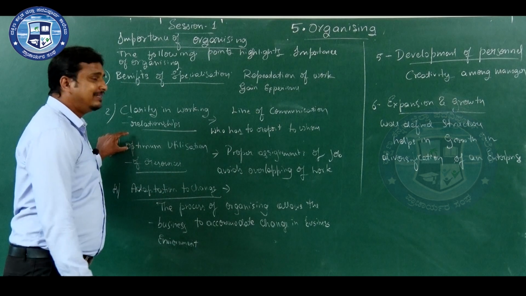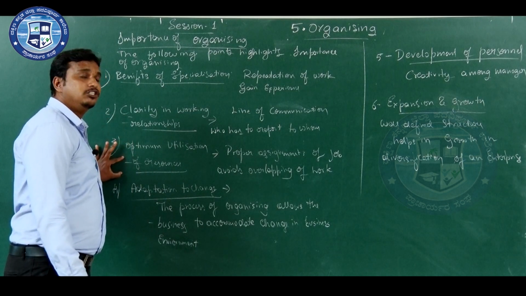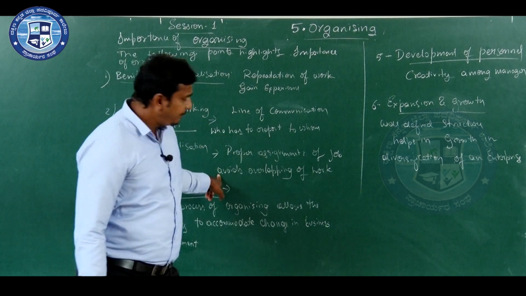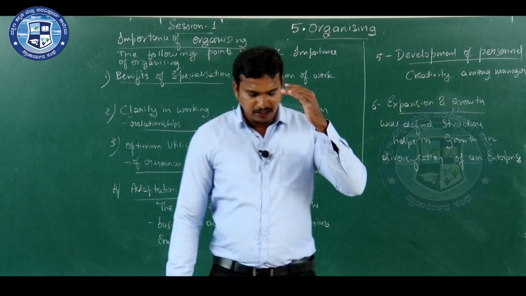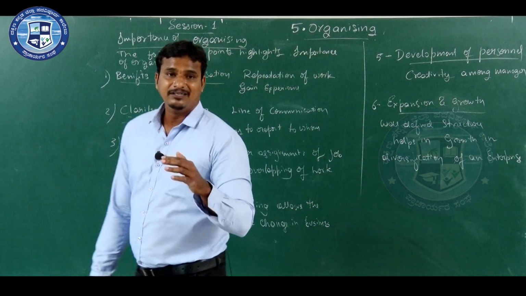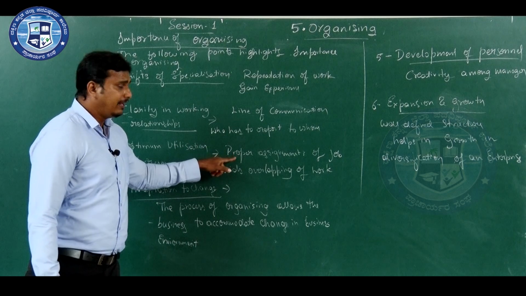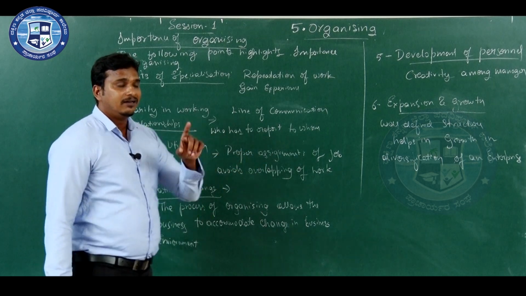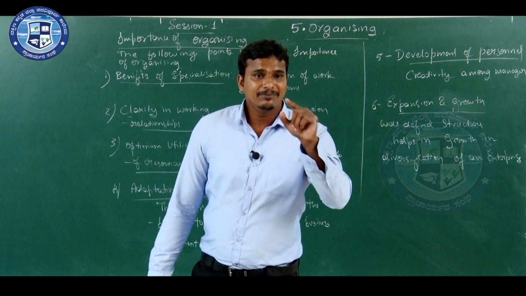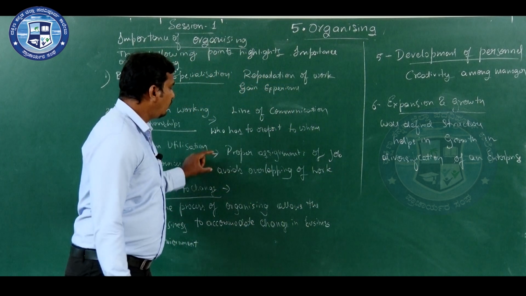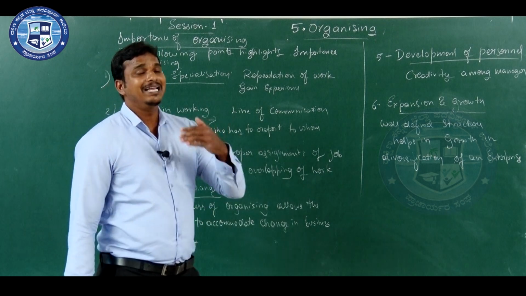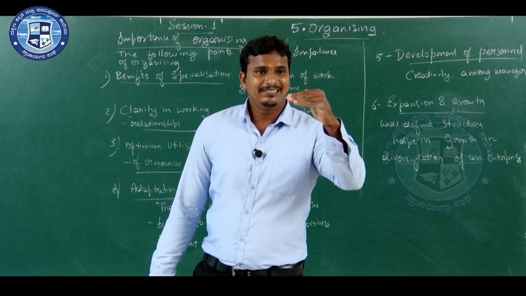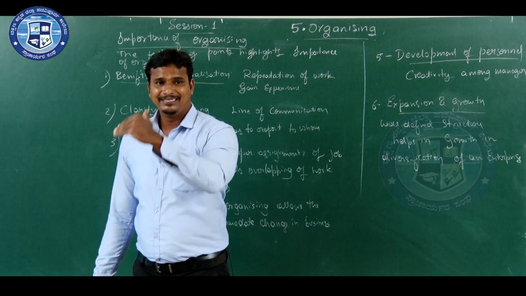The next point, that is optimum utilization of resources. Proper assignment of job avoids overlapping of work. So, if work is assigned to particular employees, the manager must see that the work is not overlapped or duplicated. So, clearly inform that these are the works to be performed, and these are the activities.